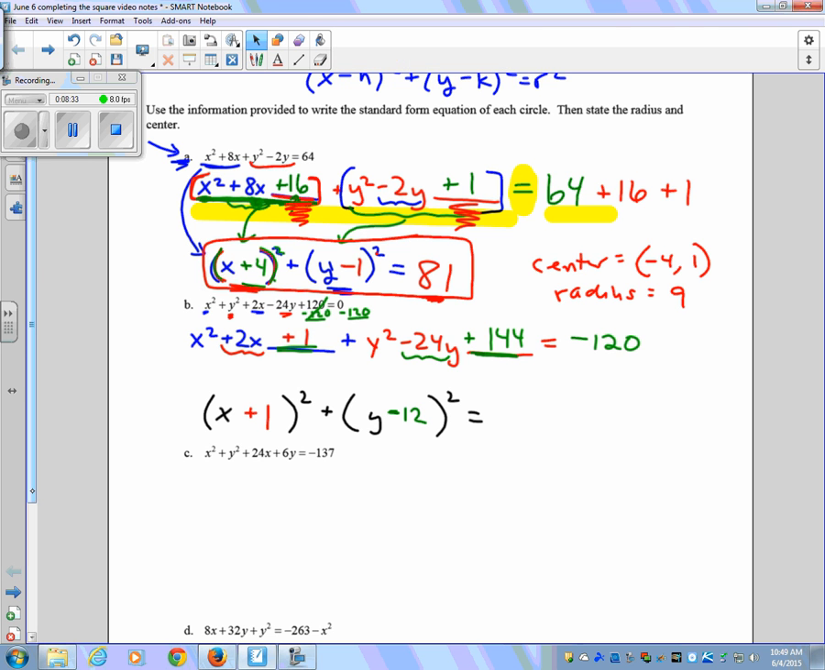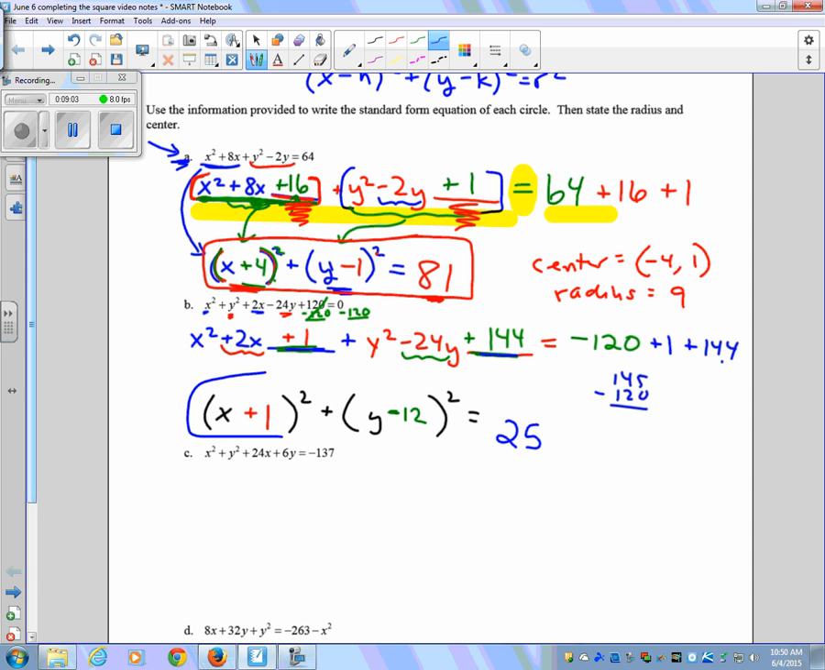And then don't forget to do the same thing on the other side. We added 1 and we added 144. So on the right-hand side, we end up with 145, because 144 plus 1 is 145, and then we're going to subtract 120 from that, and we're going to be left with just 25.